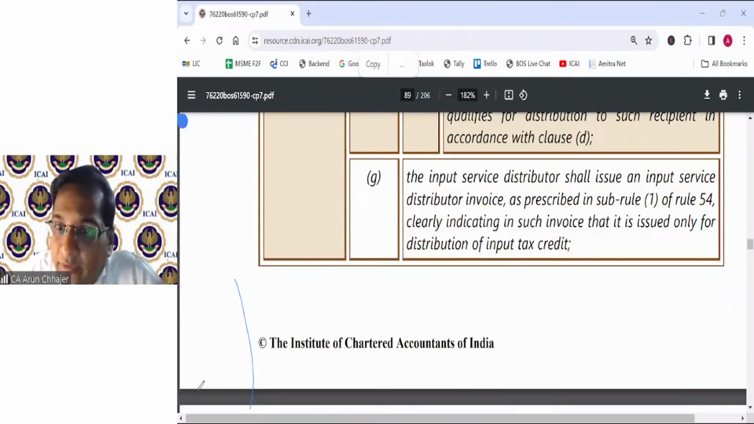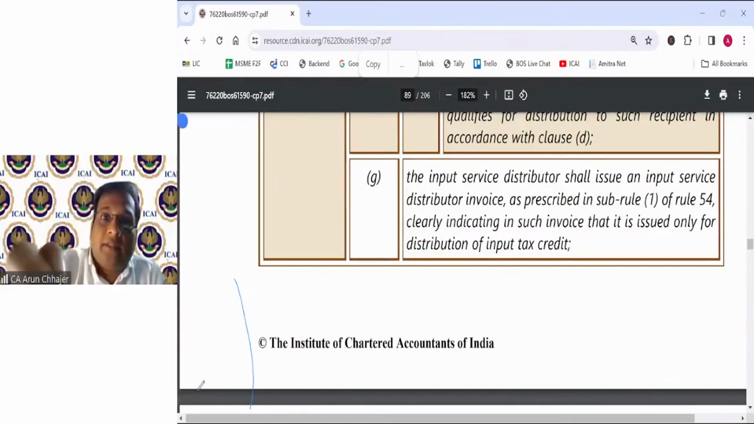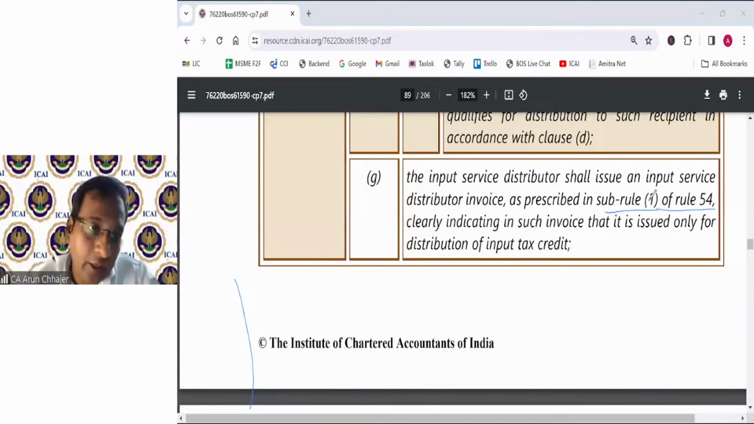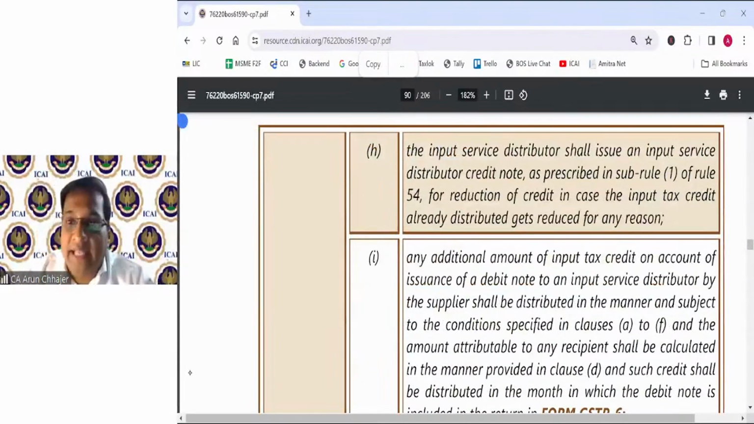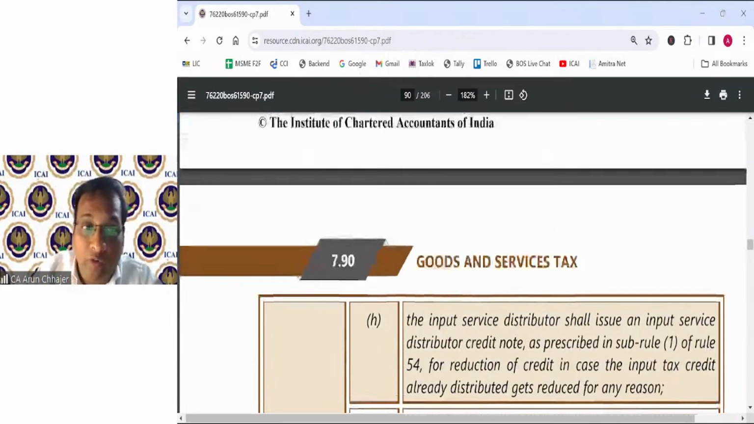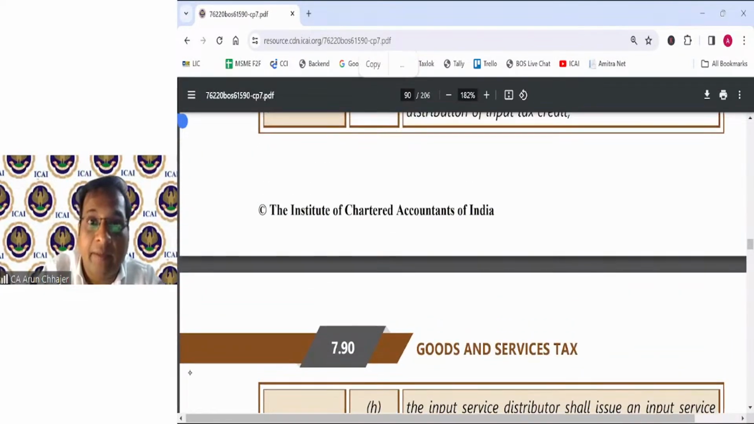Then it says that input service distributor shall issue the invoice according to rule 54 sub rule 1. So there is a content requirement that how the ISD invoice should have the parameters, should have the content. It has been given in rule 54, indicating in such invoice that it is issued only for the distribution. What is the content? We will discuss. Then input service distributor shall issue. So let me go to rule 54 sub rule 1. Okay, and we will come back on this page once again.